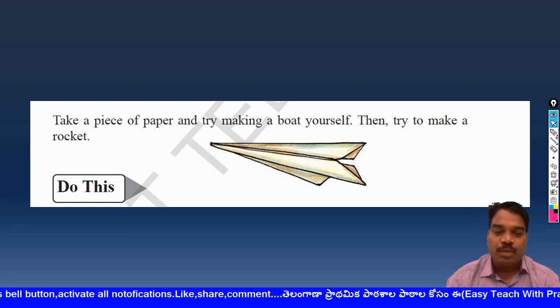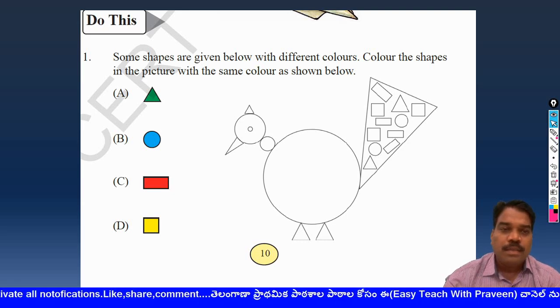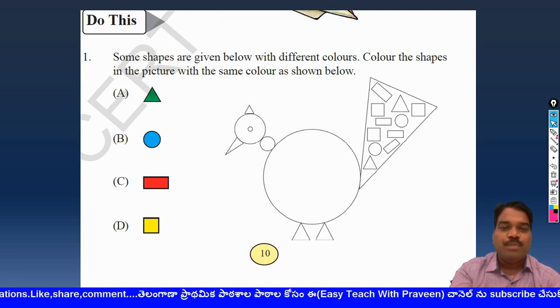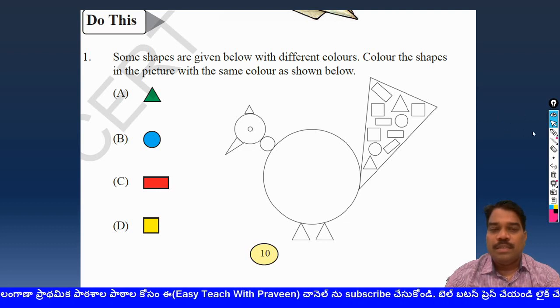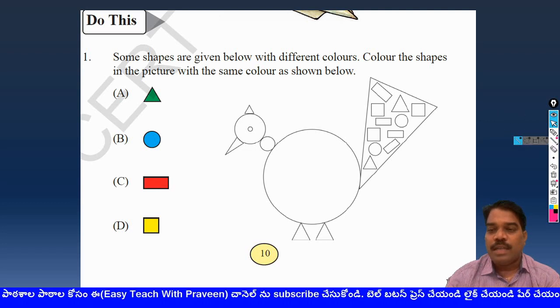Channel Telegram group. Okay, right. Now some shapes are given below with different colors. Color the shapes in the picture with the same color as shown below.